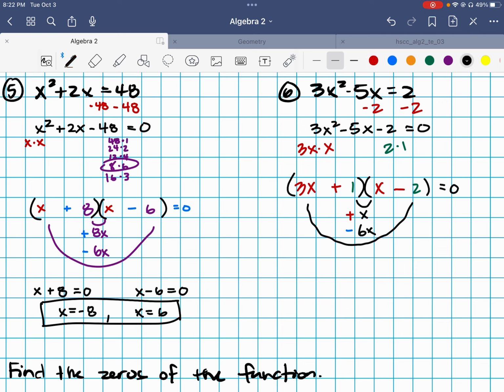Now we can just set up our equations. 3x plus 1, the first number, has to equal 0. And the second number, x minus 2, has to equal 0. That's the zero product property right there. We're going to solve it by subtracting 1 from both sides and dividing by 3, negative 1/3. And we're going to solve the other by adding 2 to both sides. And we now have our two solutions, x equals negative 1/3 and x equals 2.